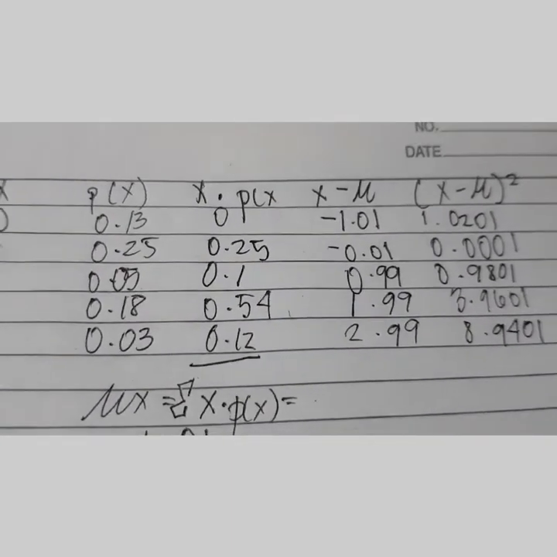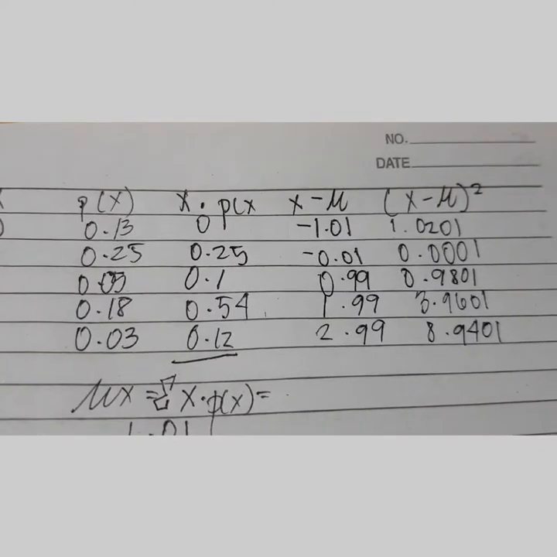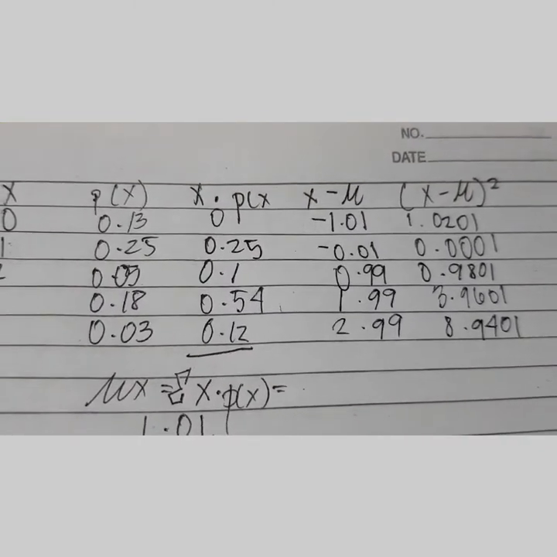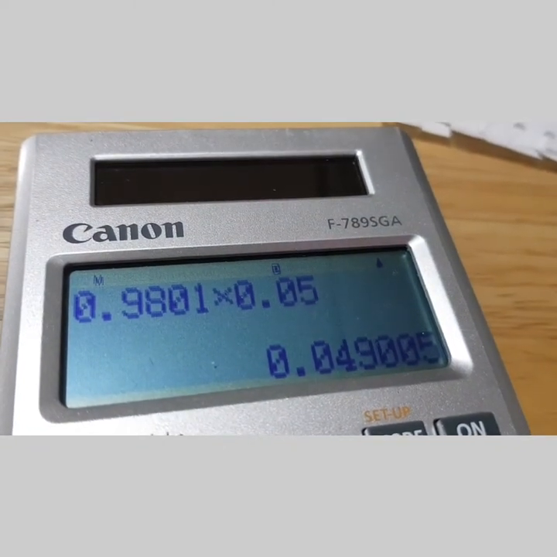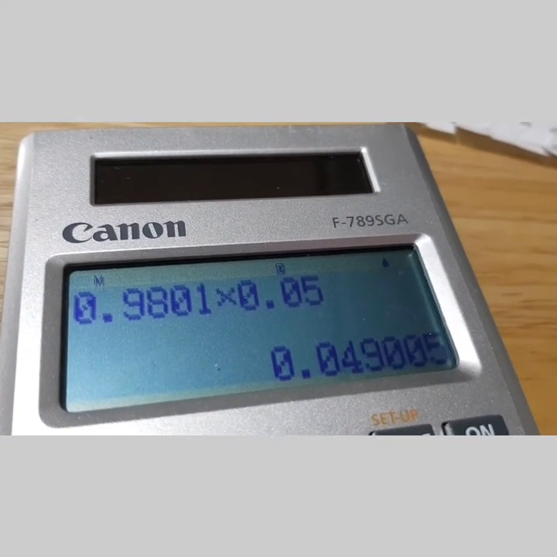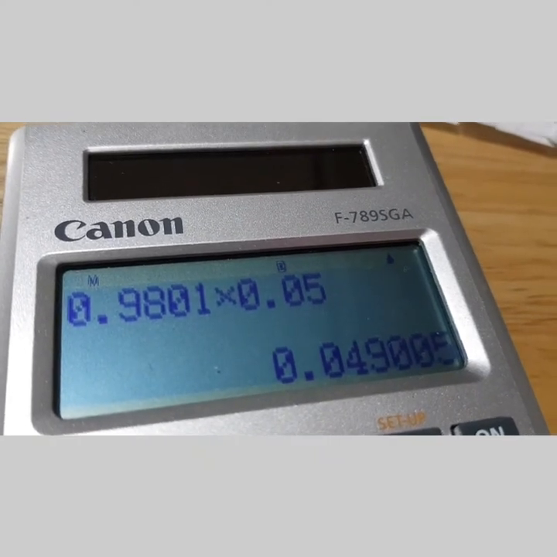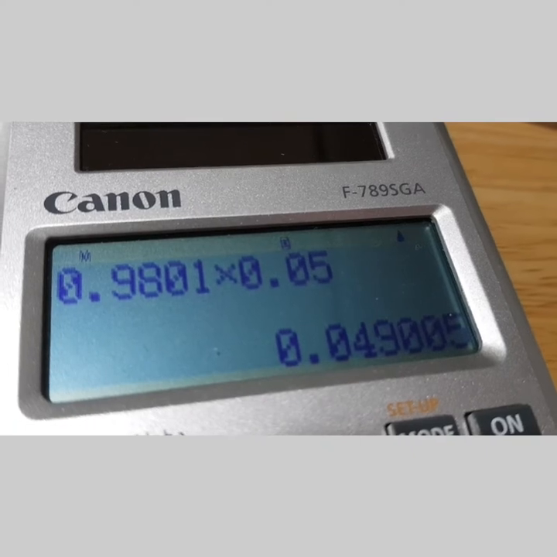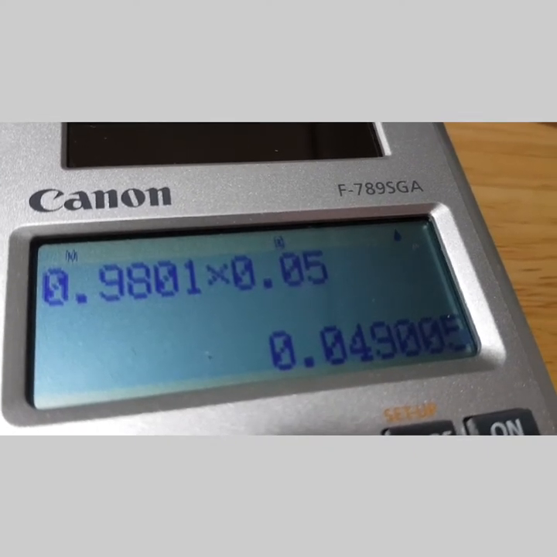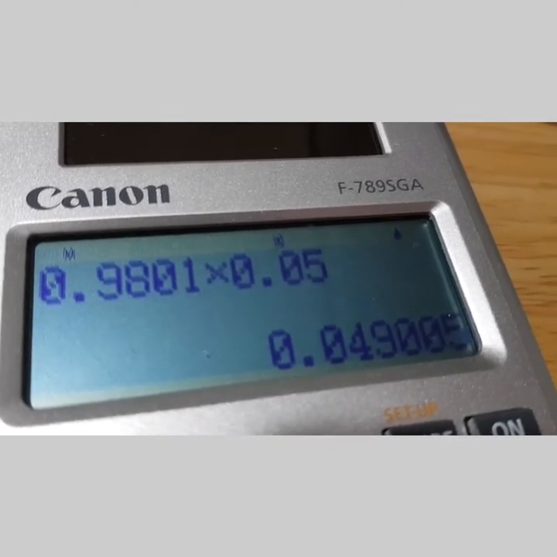Next is 0.9801 times 0.05 equals to 0.049005. So, 4 digits after decimal point is 0.0490. So, dahil 0 ang katabi ng 0, we don't need to round off.